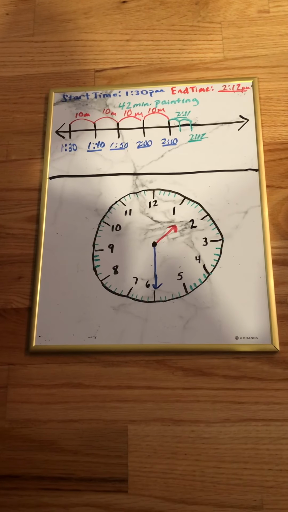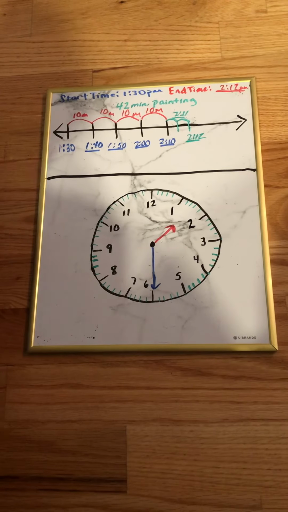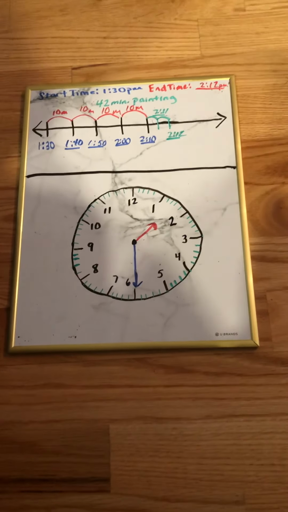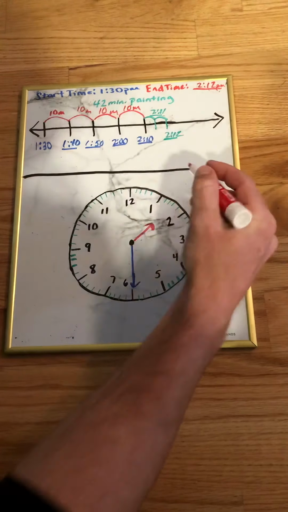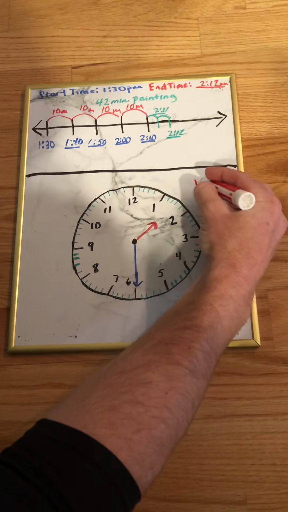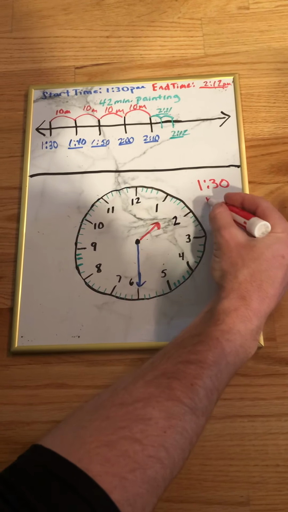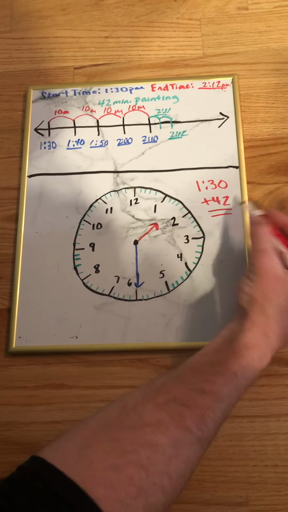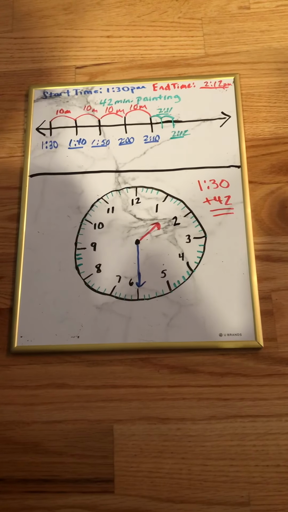There is 60 minutes in an hour. So half of 60 is 30. So this is representative of 1:30. Now, if we know that this clock, the start time is 1:30, well, we need to jump. What's our elapsed time? 42 minutes. So let's do this together.